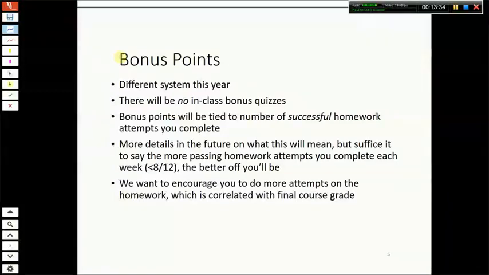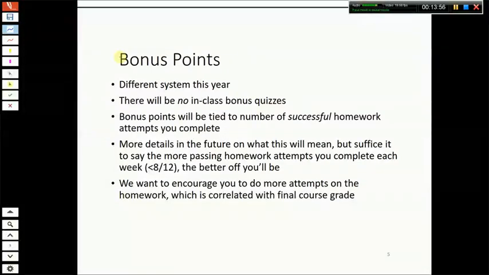There are still some details that I'll reveal to you later on when we work them out. This is a coordinated effort between myself and Professor Larson, who's teaching the other 2 sections, so we're going to try to make things the same for all the sections this year. Essentially, the bonus points are going to be tied to the number of successful homework attempts you complete. We have yet to define successful.